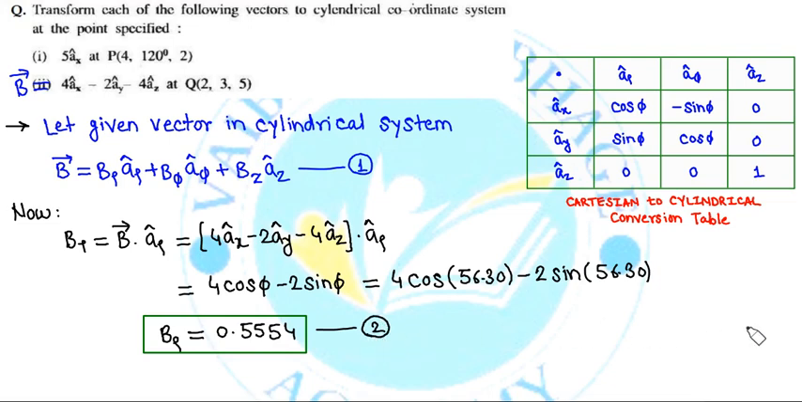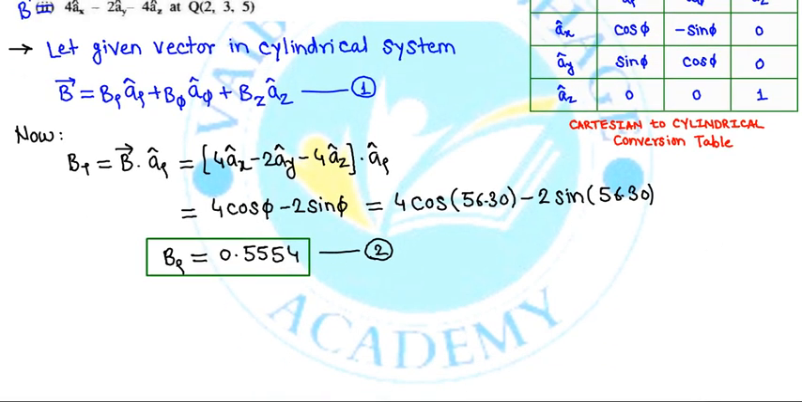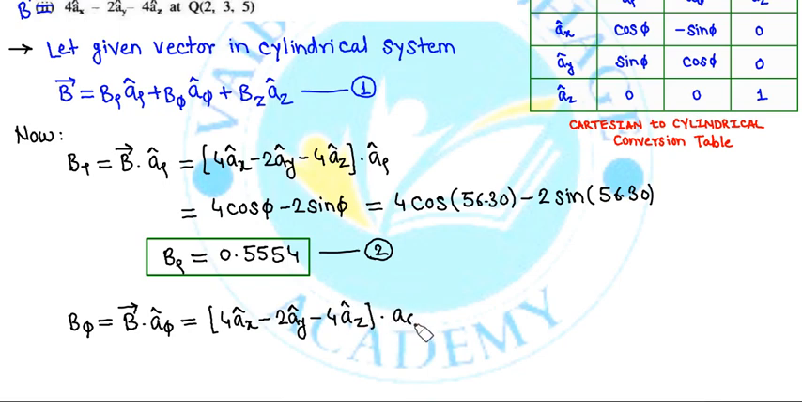Now we will find B phi. B phi is the projection of the given vector B in the a phi direction. Now we have vector B as 4 a x cap minus 2 a y cap minus 4 a z cap, having the dot product with a phi.